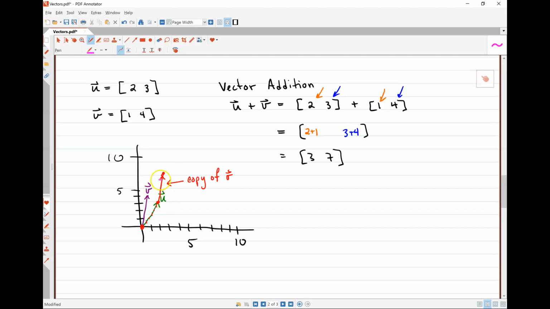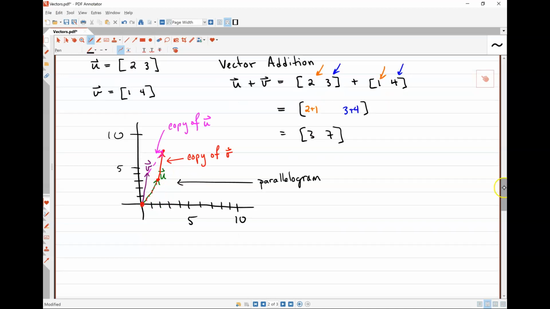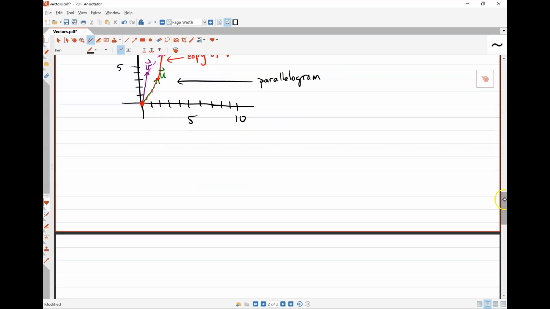And so maybe you noticed that if we took another copy of u and put it right here, we'd make a parallelogram. And so that's why sometimes people call this the parallelogram method, because you're using those two vectors to become adjacent sides of a parallelogram, and then just going from the origin all the way across the diagonal. Okay, so pretty simple. For vector addition, we just add component-wise. For scalar multiplication, we just multiply every component of the vector by that number.